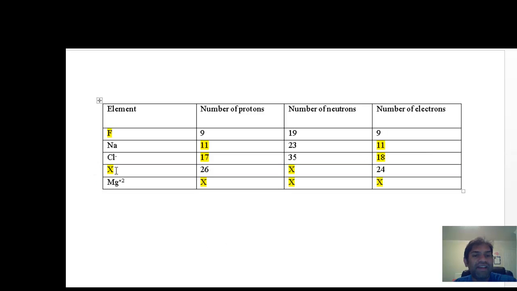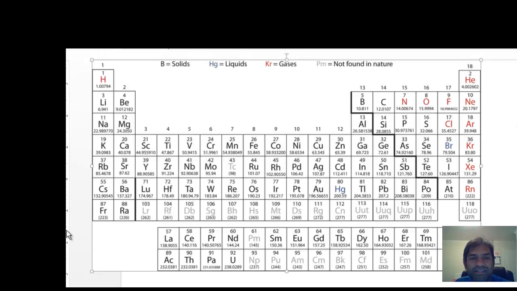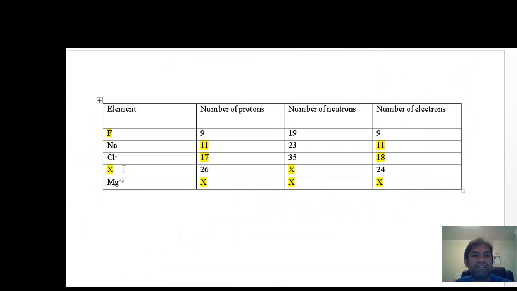All right, here we have to find the identity of this element. Notice the protons and electrons are not the same, so we're dealing with an ion here. 26 protons. 26 is going to be iron. So this is iron.